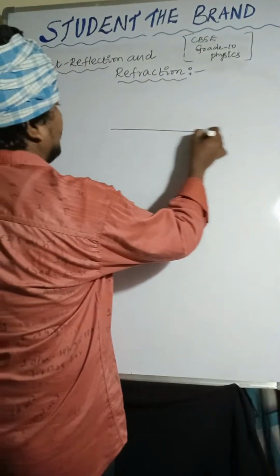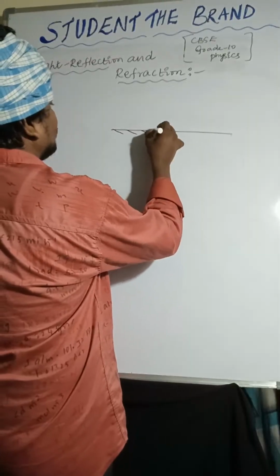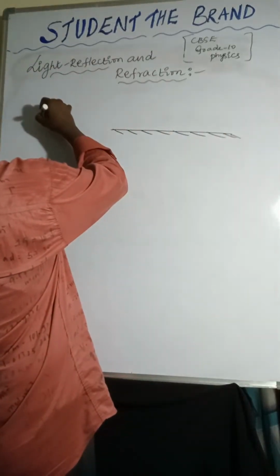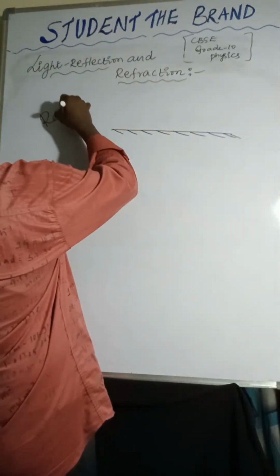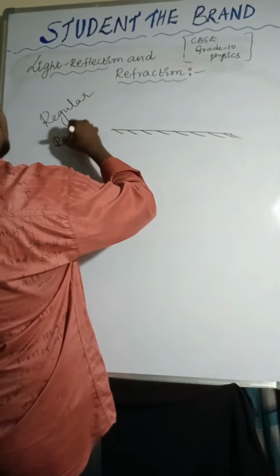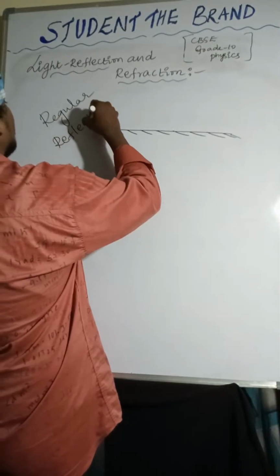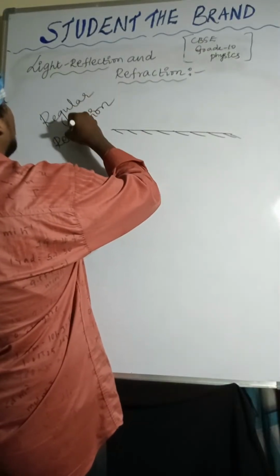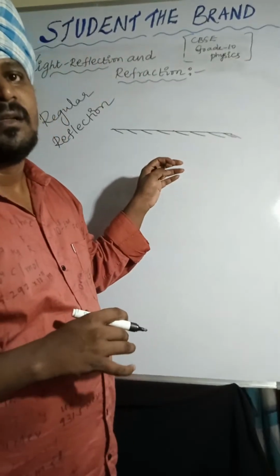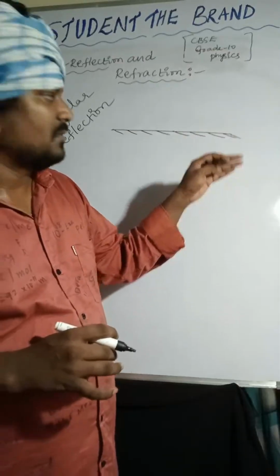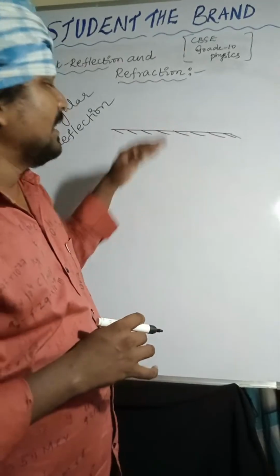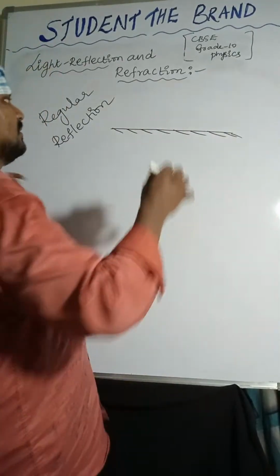So I'm taking this plane mirror. Regular reflection takes place on this plane mirror. This is a smooth surface. Incident light rays are parallel to each other.